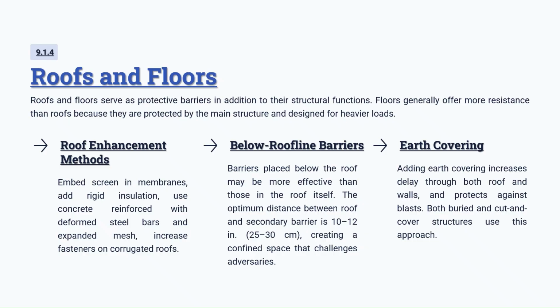Roofs and floors are often overlooked, but they play a critical role in overall structural security. Roofs can be vulnerable if not properly reinforced, especially against forced entry from above. Techniques such as embedding screens, using reinforced materials, and adding fasteners can improve resistance. Below-roofline barriers can create confined spaces that slow down intruders attempting to penetrate from the top.